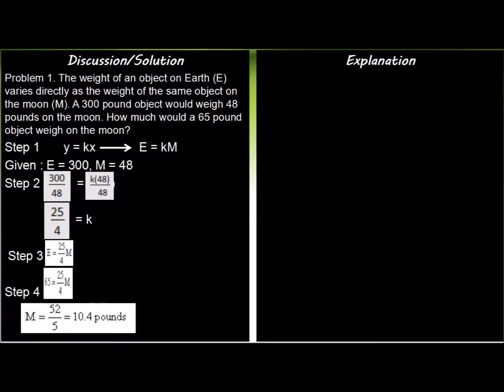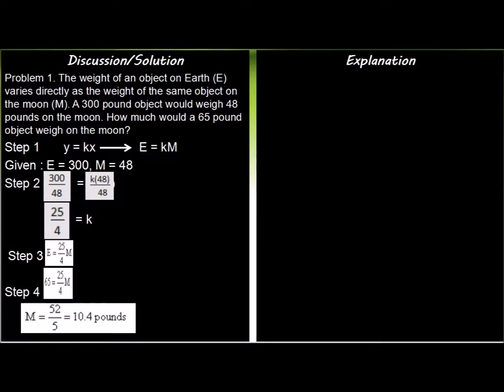We have 300 equal to k times 48. To solve for k, simply divide both sides of the equation by 48. So we have here the final answer, which is in lowest term. We have the value of k equal to 25/4.